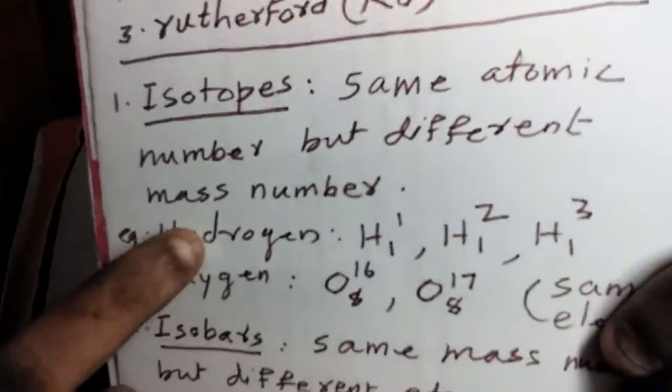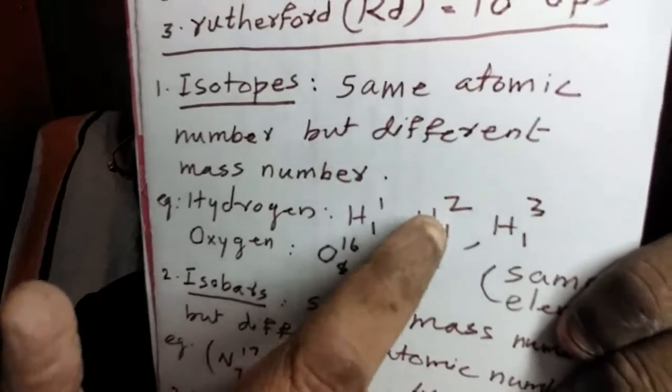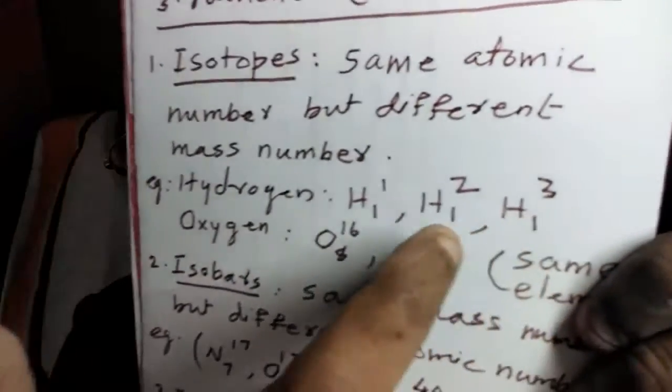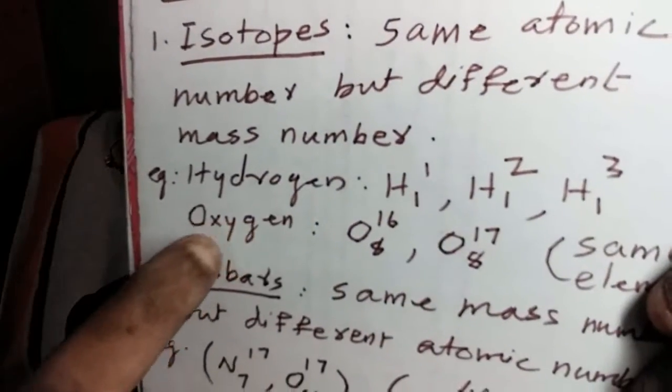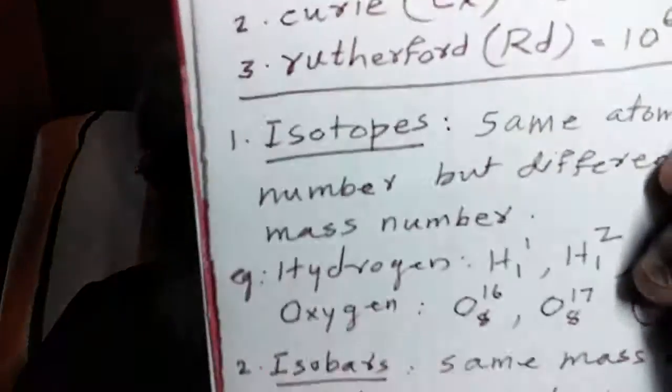The next point is isotopes. Isotopes are atoms of the same element having the same atomic number but different mass numbers. You are familiar with isotopes of hydrogen: 1H1 protium, 1H2 deuterium, 1H3 tritium. Then isotopes of oxygen, 8O16, 8O17, etc. You know a number of isotopes.